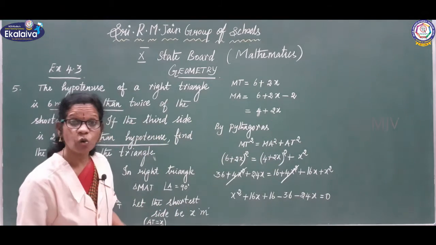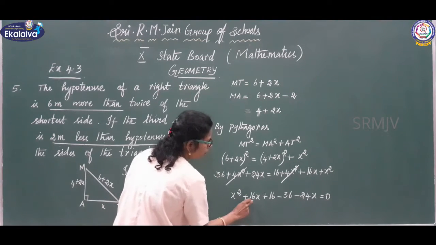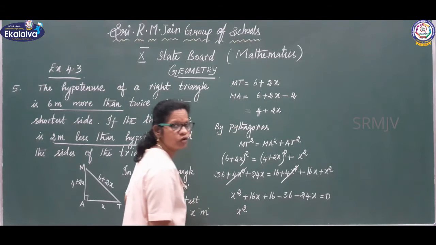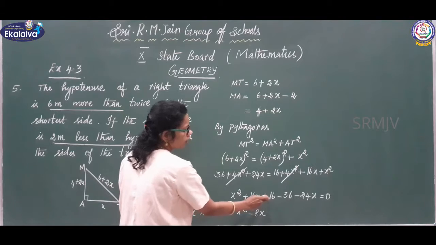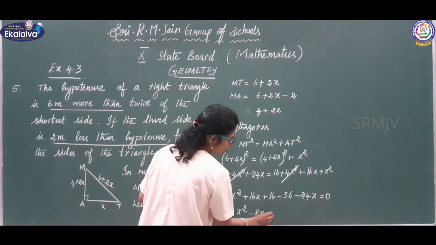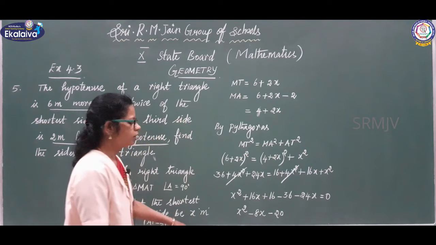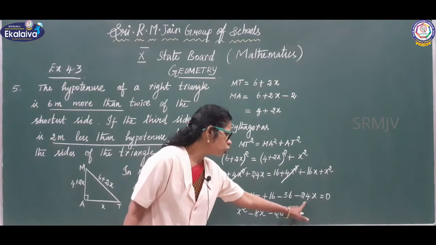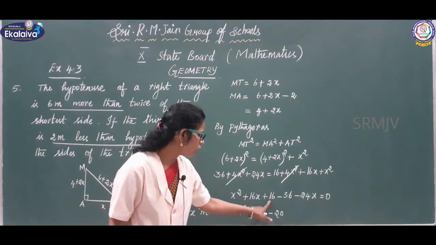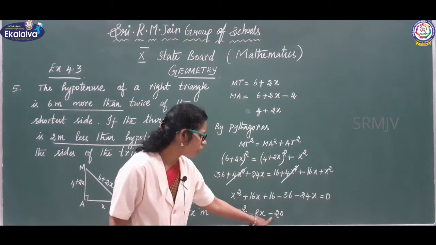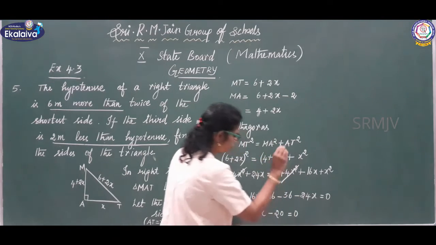Now we are going to arrive at a quadratic equation. Now you see x square plus 16x minus 24x, that means minus 8x, 16 minus 36, minus 20. Got it? 16x minus 24x, you will get minus 8x, plus 16 minus 36, you will get minus 20, equal to 0.